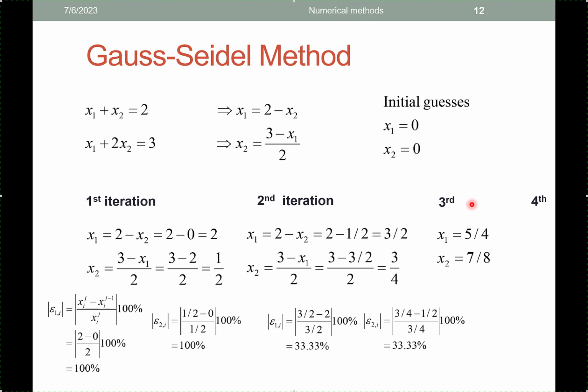Then you repeat this. In the third iteration, we get 5 over 4 and 7 over 8. Fourth iteration, we get 9 over 8 and 15 over 16. So I encourage you to try these out to make sure you understand how the Gauss-Seidel method is basically done. And this is the basic Gauss-Seidel method, not the Gauss-Seidel with relaxation.